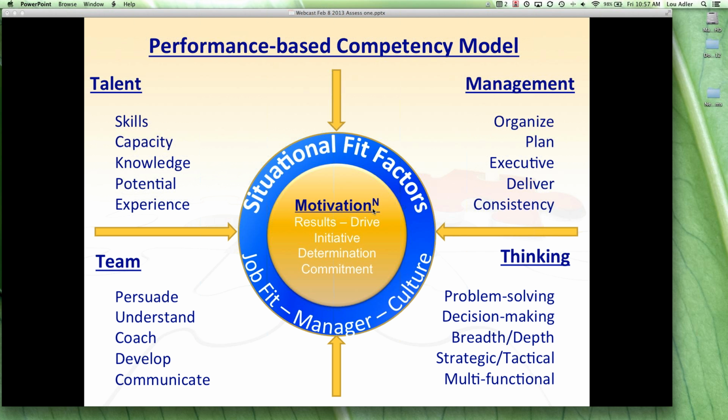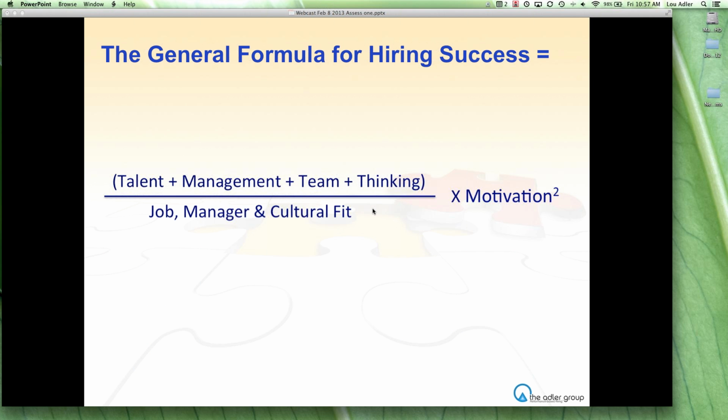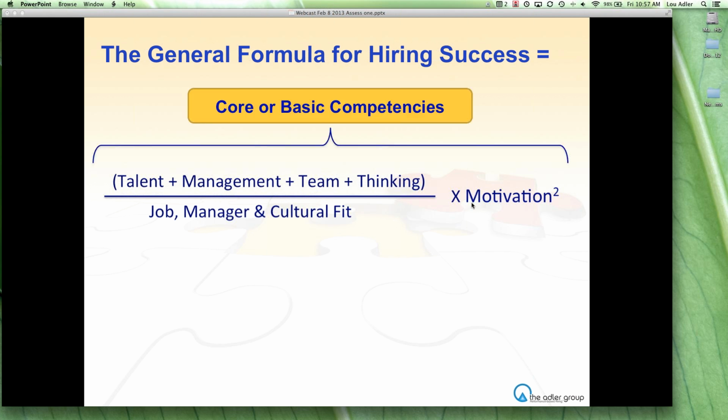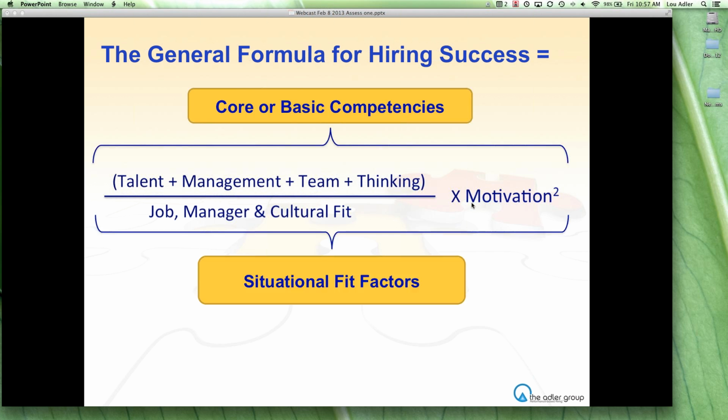Motivation is it, but what determines motivation? So I have this formula, the formula for hiring success, and you can just see it. Basically, it says talent plus management plus team plus thinking, those competencies in relationship to the job, in relationship to the manager, times cultural fit, times motivation squared. Motivation squared meaning if the fit works. The top line are the core competencies, but the situational fit factors are essential.